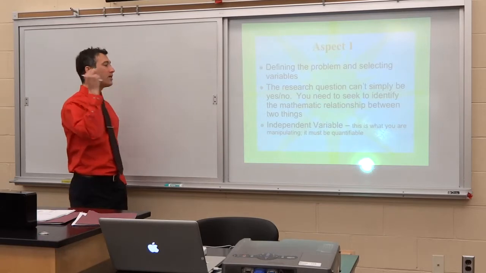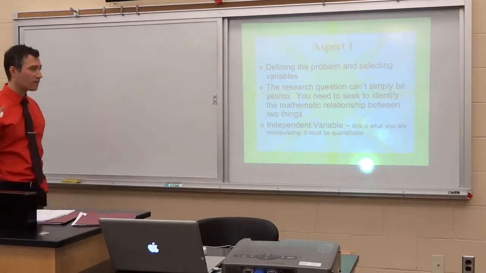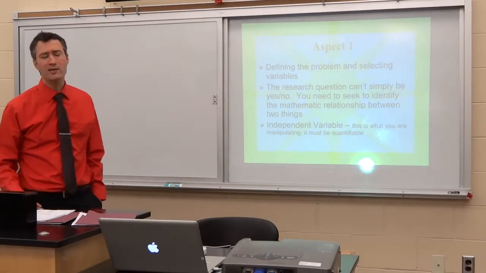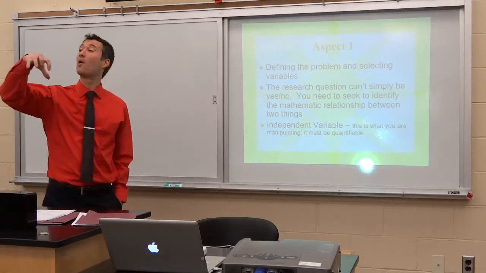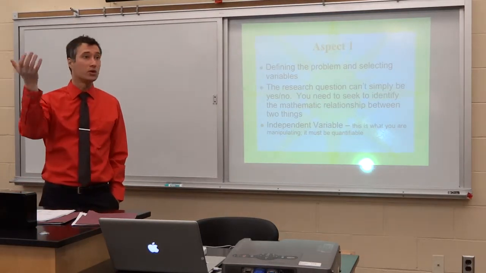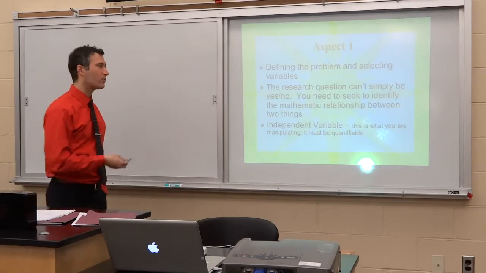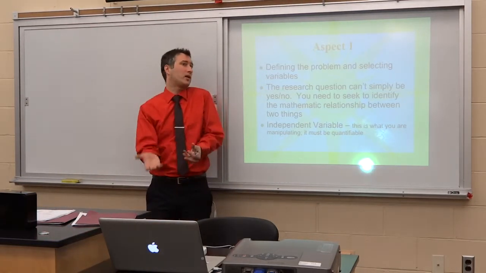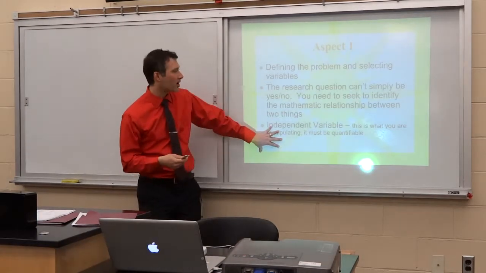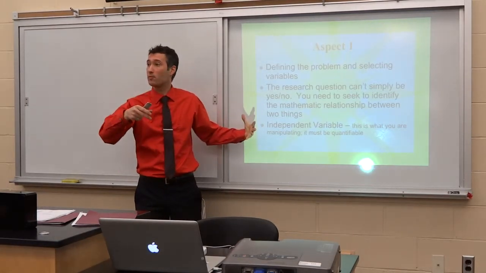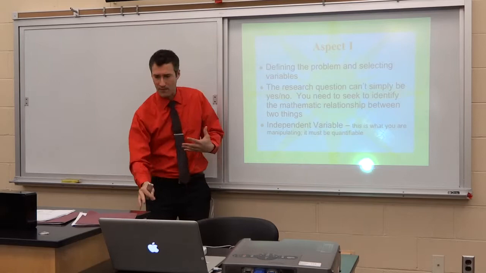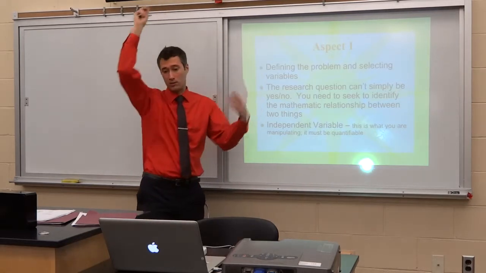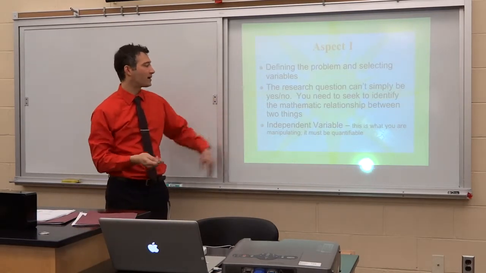That's the variable that you are changing, that you're manipulating. So earlier in class, I made reference to dropping a ball and finding the bounce height. The research question would be, what is the mathematical relationship between the height that I bounce the ball from and the height that it bounces to? The independent variable would be the height that you're dropping it from. And then you would vary that. You'd maybe drop it from 10 centimeters and from 10 meters, right? Whatever. That's your independent variable.